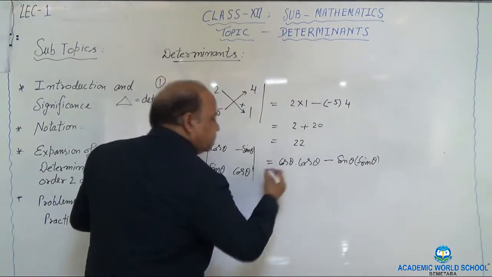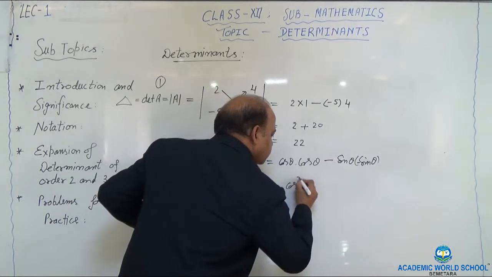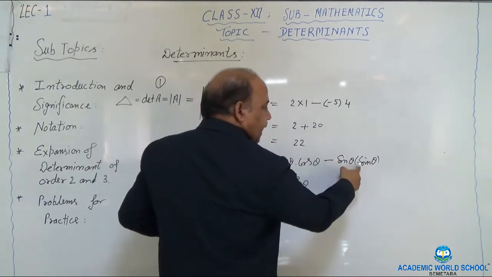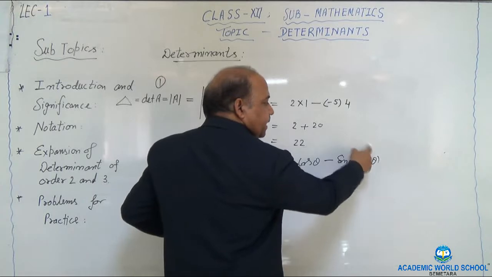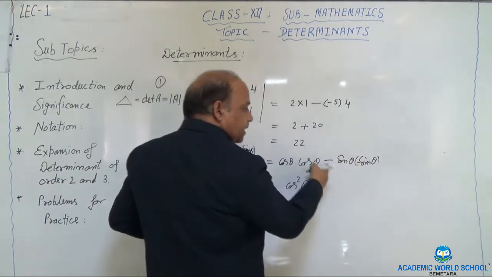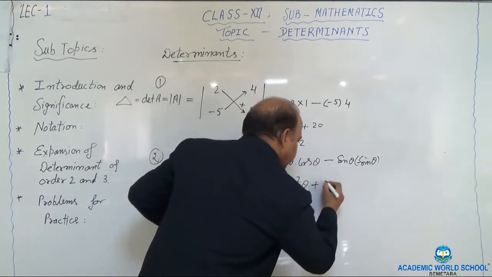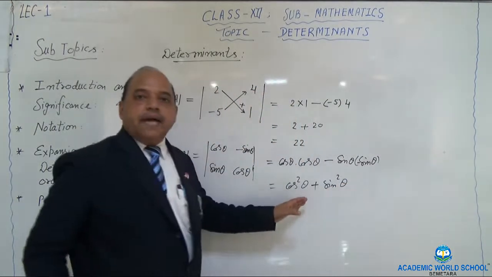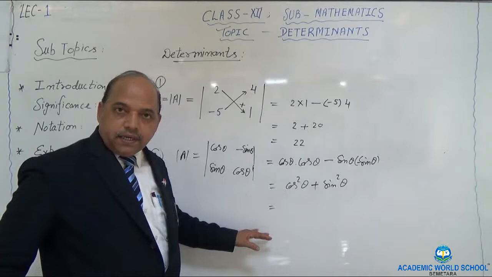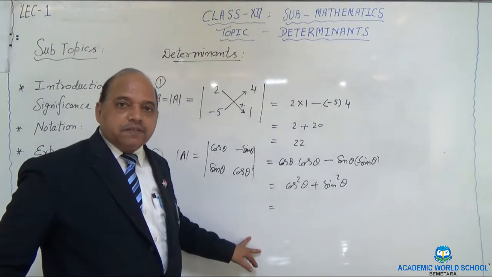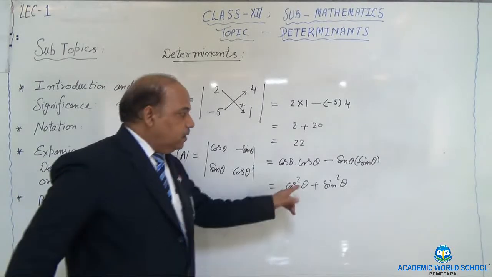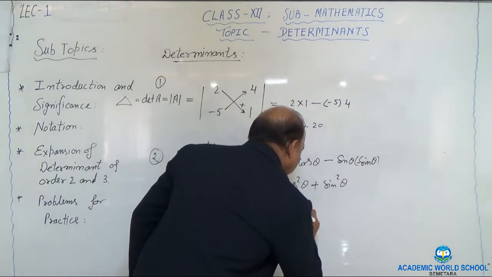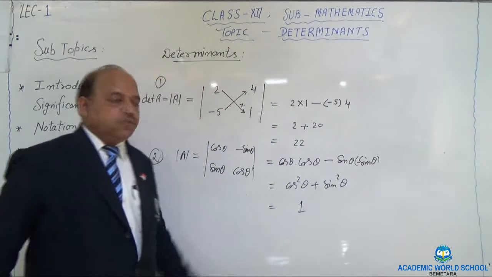So cos theta into cos theta becomes cos square theta. Sin theta into sin theta is sin square theta. With this minus sign it will become plus. So you get sin square theta, and you have learned this identity in lower classes. Sin square theta plus cos square theta is always 1. So its value becomes 1. I hope you have understood this question also.